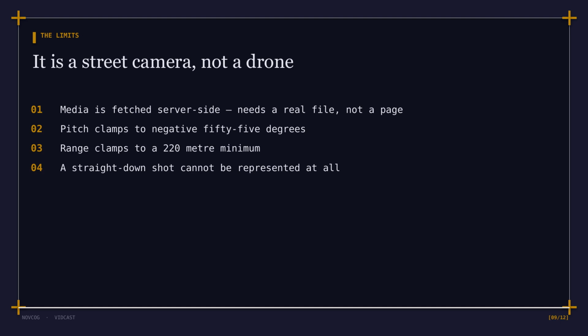I fed it a straight down aerial shot, negative 90 degrees of pitch, a narrow lens, 120 meter range. It came back as negative 55 degrees, a wider lens, and 220 meters. Oblique aerial footage projects convincingly. Straight down footage simply cannot be expressed, and no setting gets around it.